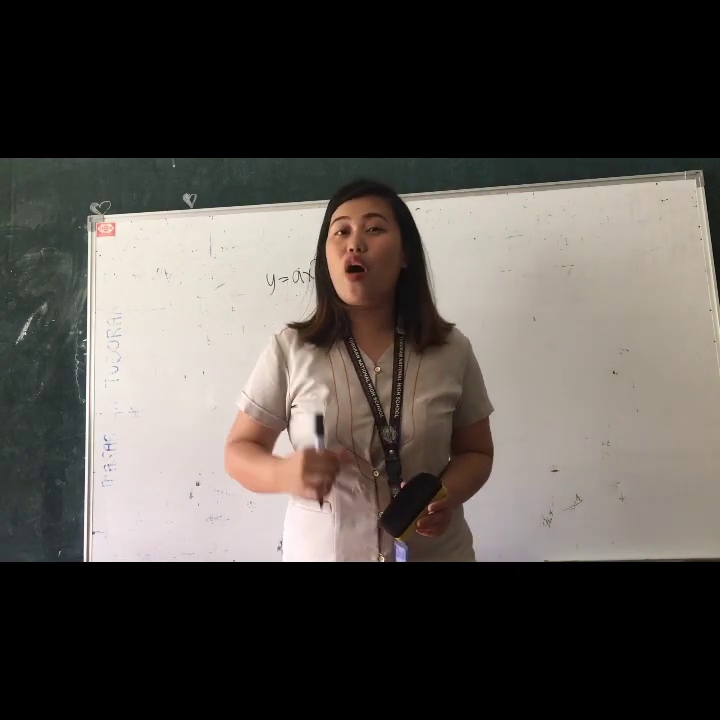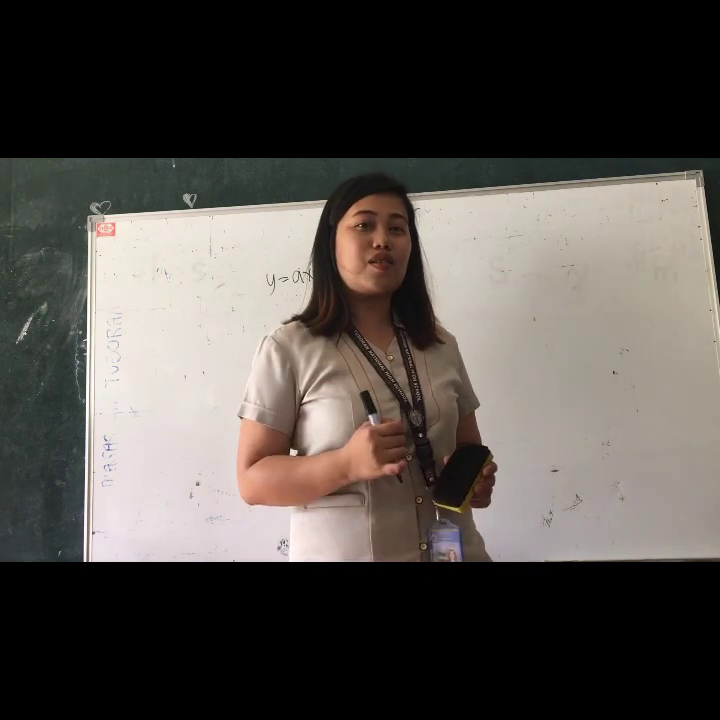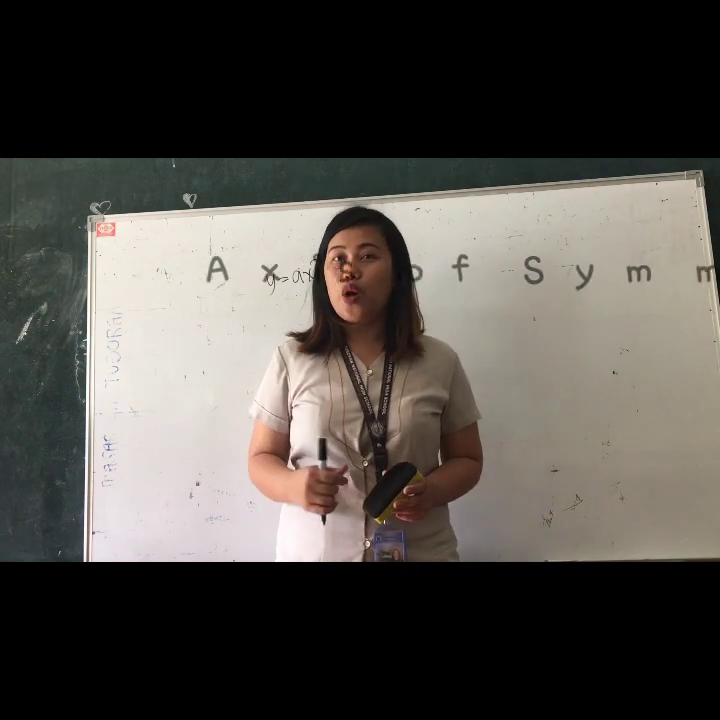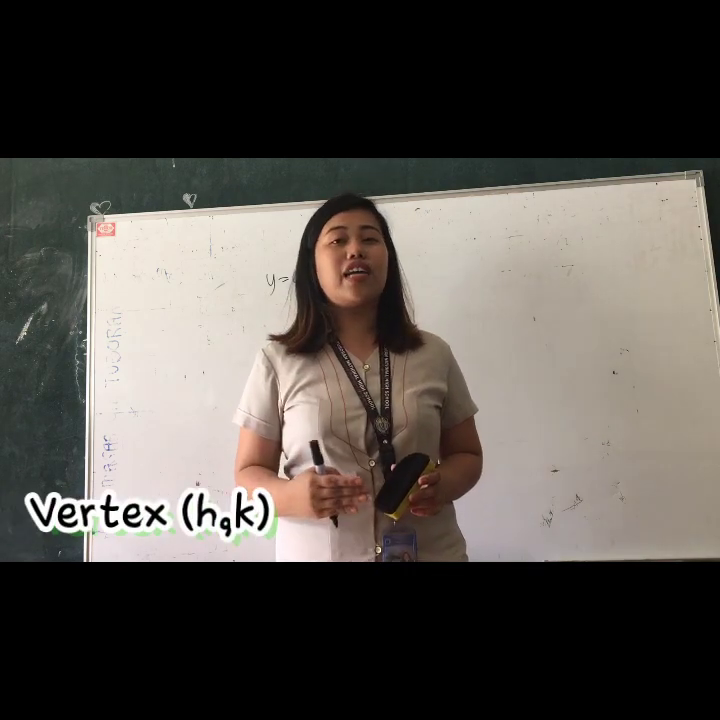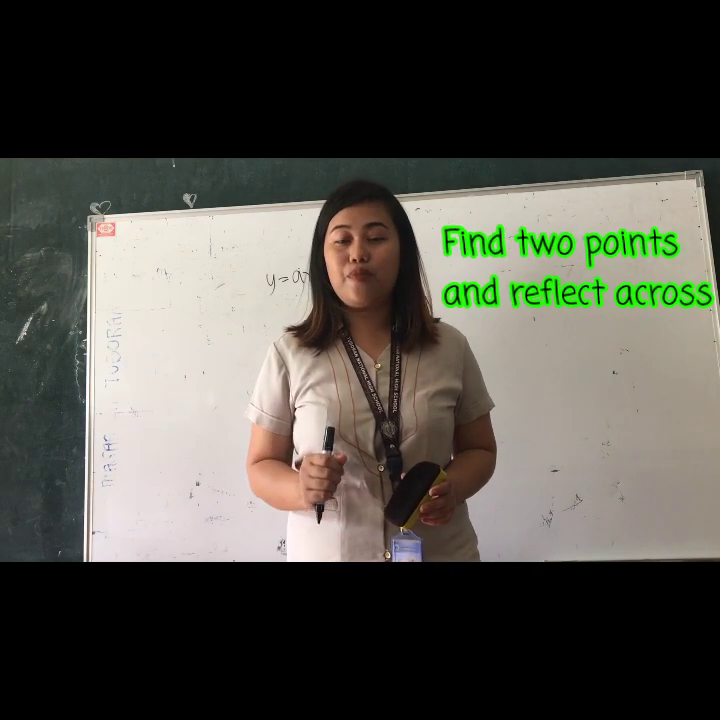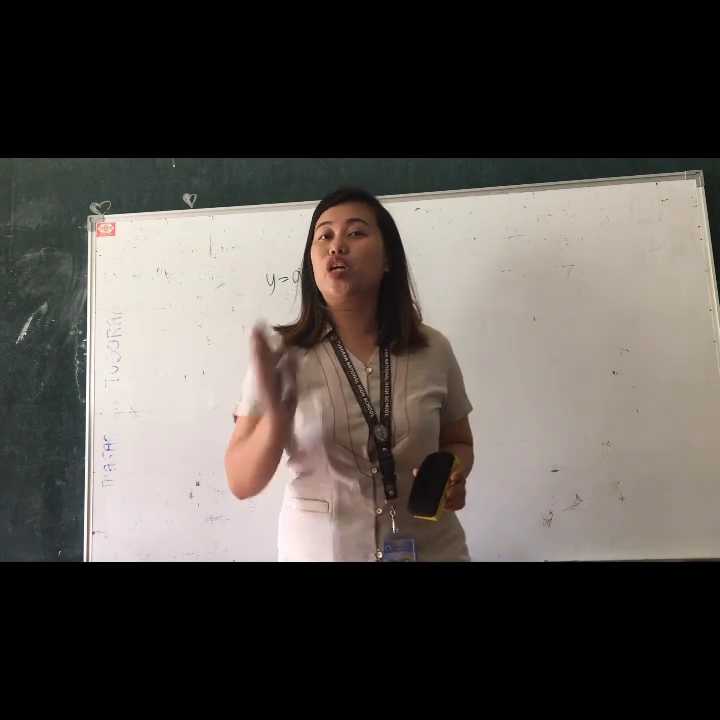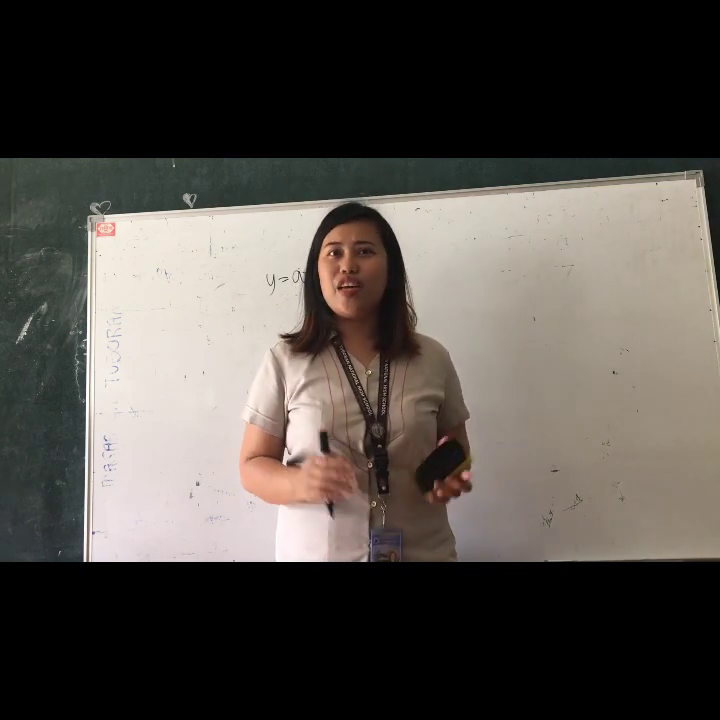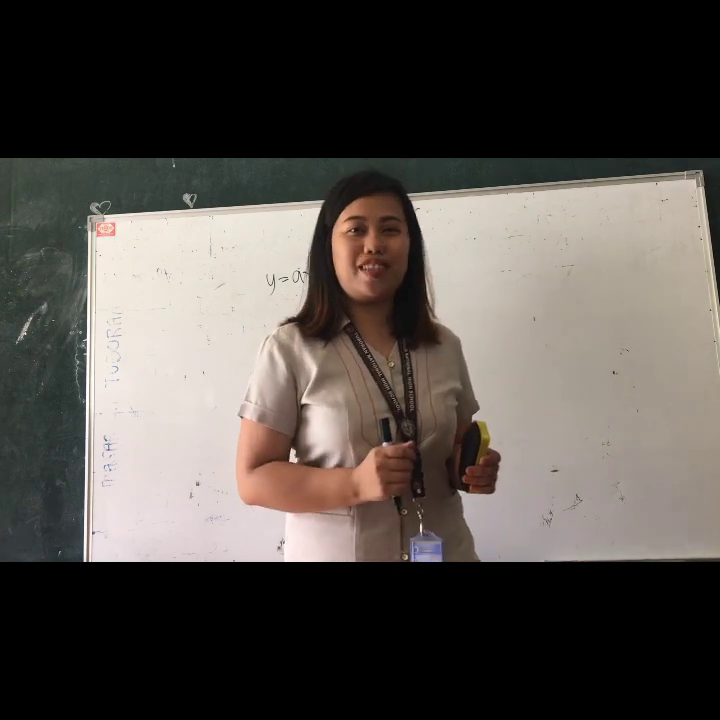Now, the way of graphing a quadratic function is, first, we must find the axis of symmetry. And then, we will find the vertex, the h and the k. After that, we must find at least 2 points. And then, we are going to reflect them across to the other side of the Cartesian plane. So let us start by giving you an example.